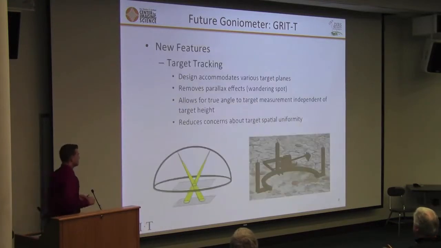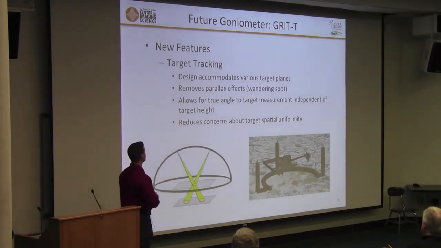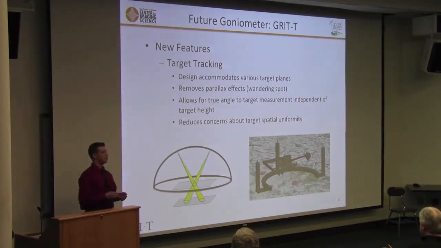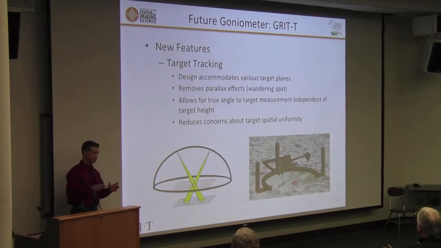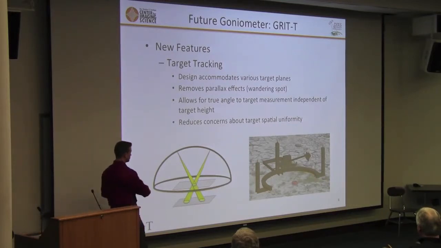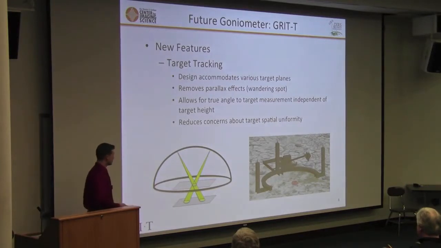So the next thing are the new features. This is a big one. That's why it's first. Target tracking is really important, and it might seem a little obvious at first, but a lot of goniometers have a very difficult time with this because they're typically made out of circles, right? So we have circular frames that basically have a set target plane. So right here you notice that the target plane of this notional device is set, and it's exactly at the bottom frame. It can't be moved.